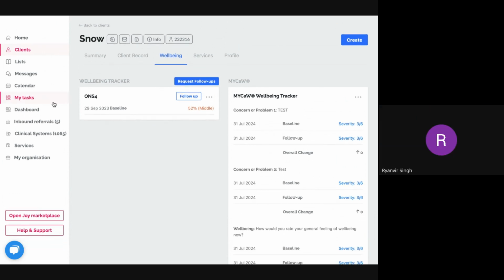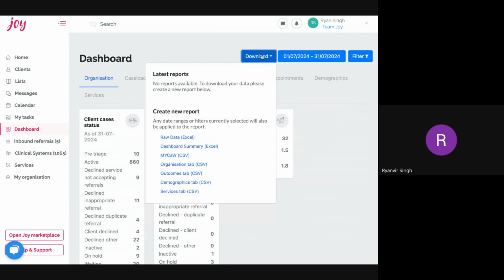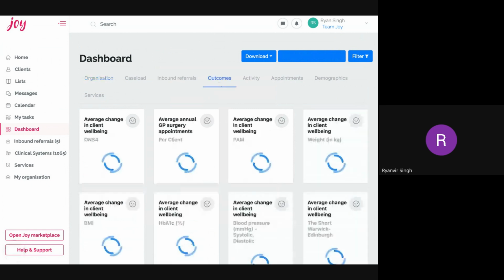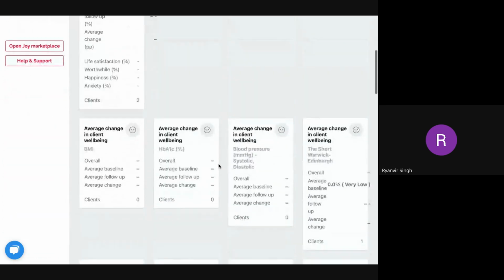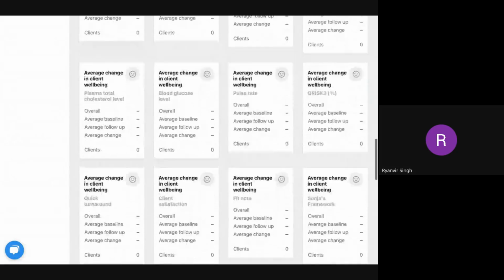No worries, all good. So if you head over to the dashboards, you'll be able to see stats. This is having an overhaul as well, which I think some of you are aware of. But if you click on download, you'll be able to get your full MyCore data through this button here, very simply. But if you didn't want to download it as a CSV, you can also head over to outcomes, and you'll be able to scroll down until you see the MyCore tab.